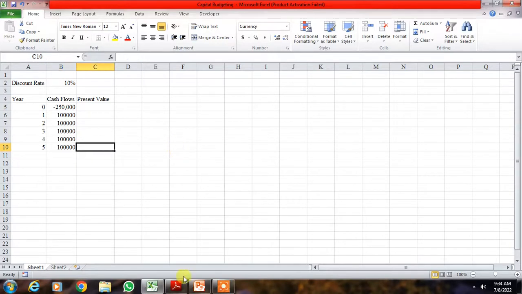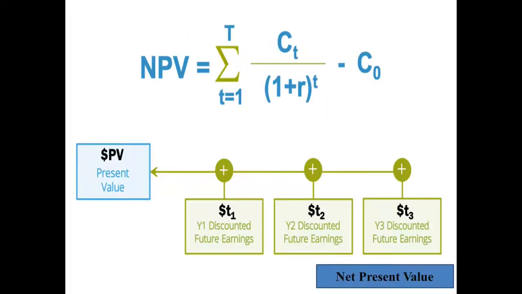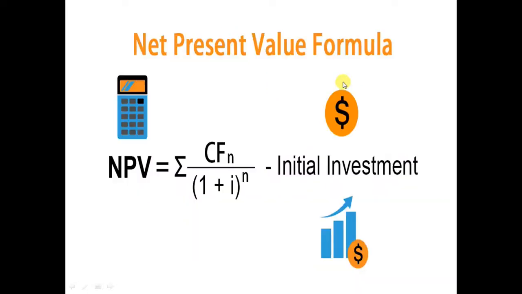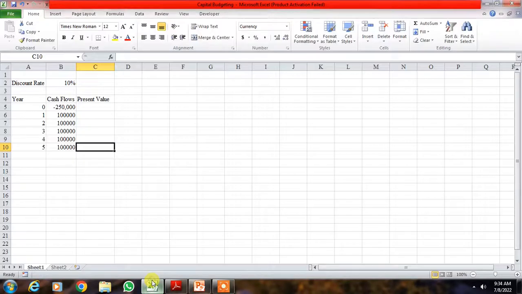The concept of the net present value is that we calculate the present value of each cash inflow and then deduct it from the initial investment. So the very first task is to calculate the present value of the cash inflows and then deduct it from the initial cash outflow. So first we are supposed to find out the present value.